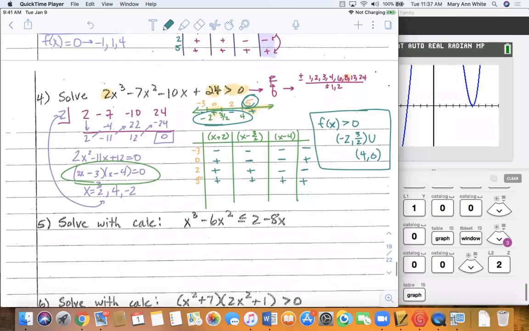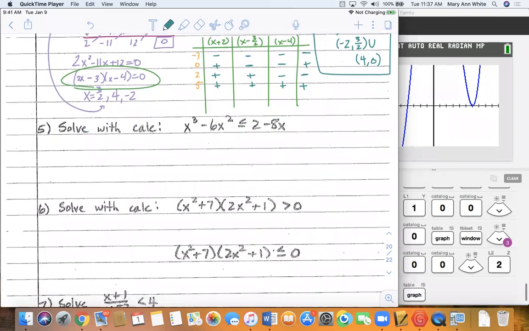Okay, let's do the last two. These two are calculator problems, so they're a little bit easier. I think we've got plenty of time to do them. When it says solve with a calculator, all we're doing is plugging it into the calculator and then finding our zeros there. So usually we do this when it doesn't factor nicely. So I don't need to do a sign chart and I don't need to do a number line here. I will probably sketch the graph just so I know what I'm looking at, but that's all.